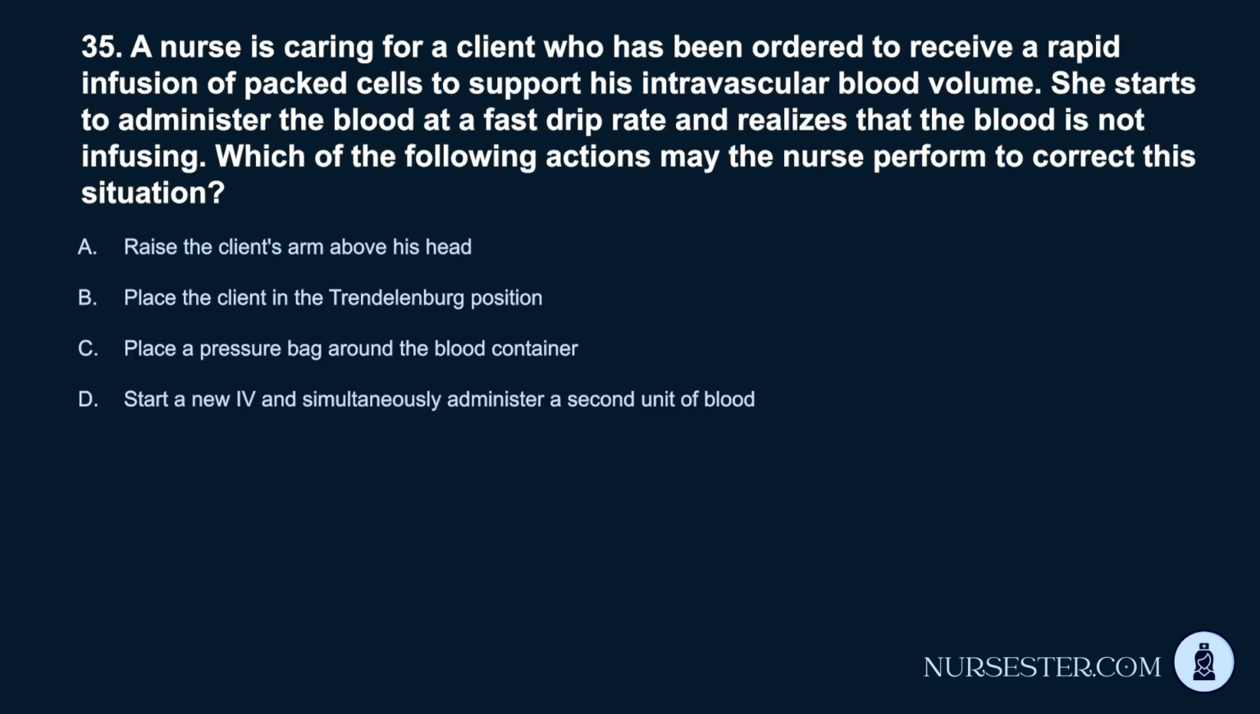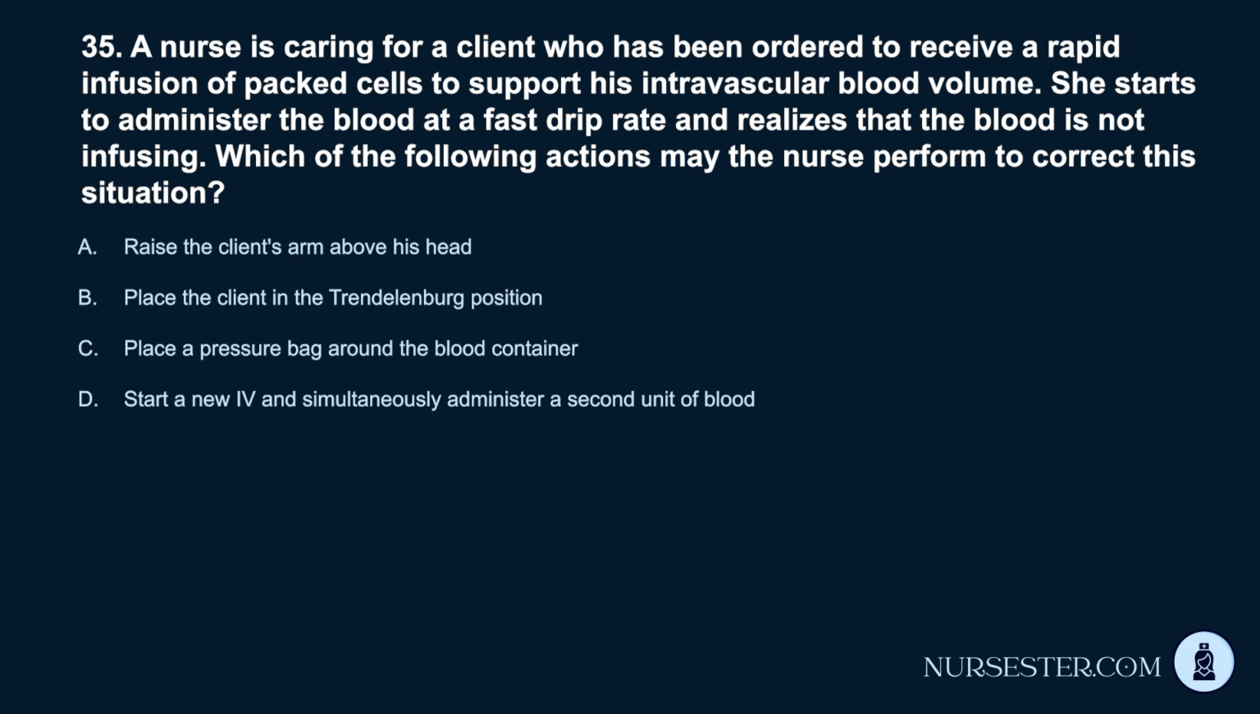35. A nurse is caring for a client who has been ordered to receive a rapid infusion of packed cells to support his intravascular blood volume. She starts to administer the blood at a fast drip rate and realizes that the blood is not infusing. Which of the following actions may the nurse perform to correct this situation?